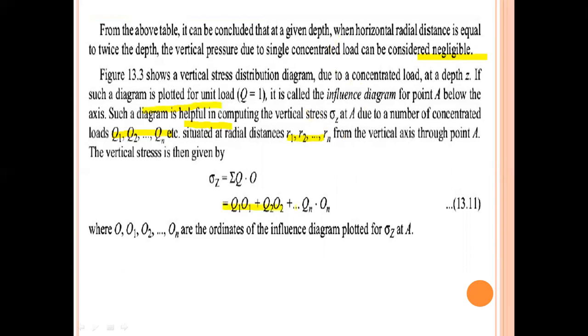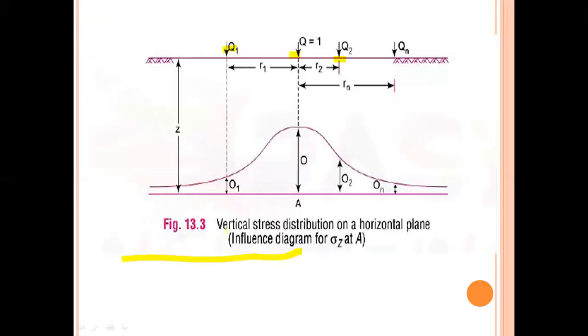Here sigma z is the stress, and sigma Q O means Q1 into O1 plus Q2 into O2 plus and so on, up to Qn into On, where O1, O2, and so on, On are the ordinates of the influence diagram plotted for sigma z at A. Q1, Q2 are the vertical loads, meaning point loads or concentrated loads, at distances R1, R2, up to Rn from the center point, and the depth is z. This is the vertical stress distribution on the horizontal plane, the influence diagram of sigma z at A.